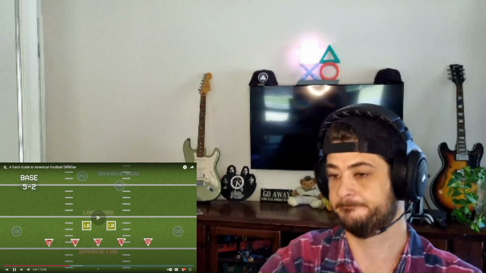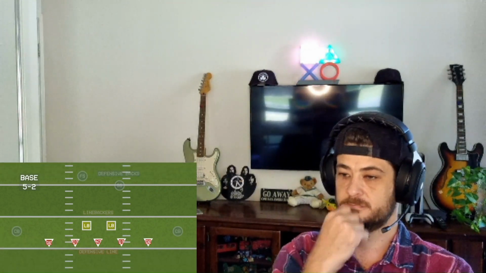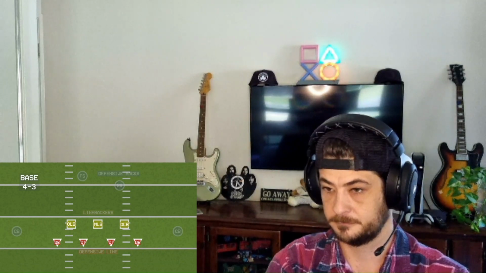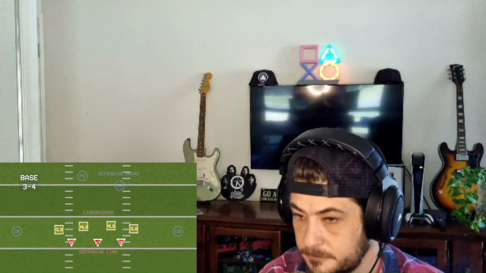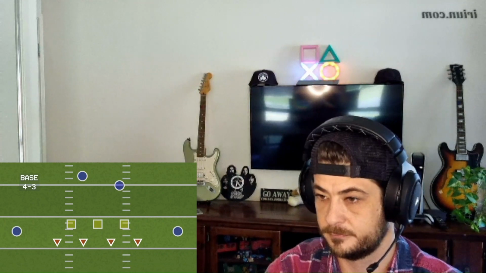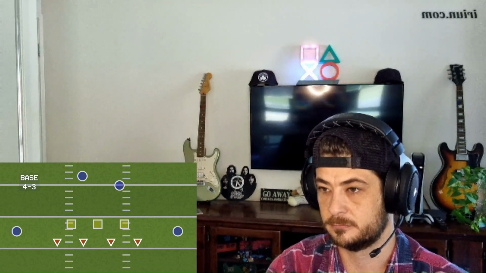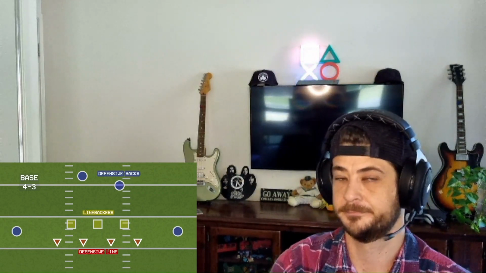In a 5-2 defense, there are 5 linemen and 2 linebackers. In a 4-3 defense, there are 4 linemen and 3 linebackers. And then in a 3-4 defense, there are 3 linemen and 4 linebackers. Okay. For the purposes of keeping things consistent for this video, anytime I show a diagram, it will be of a 4-3 defense, or it will be assuming that the team has a 4-3 base defense. So one with 4 linemen, 3 linebackers, and 4 defensive backs.